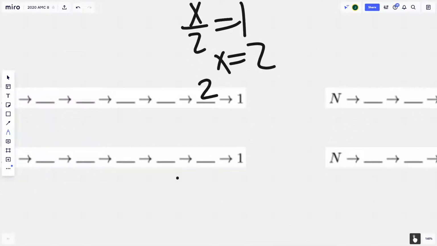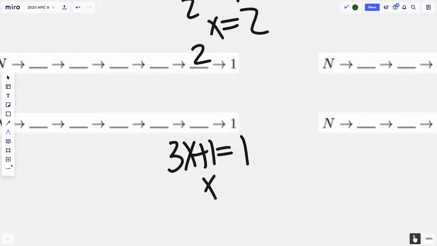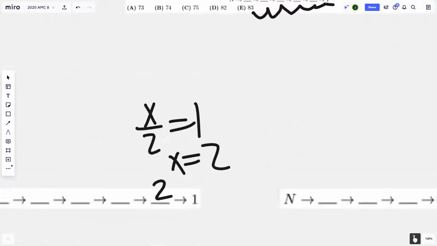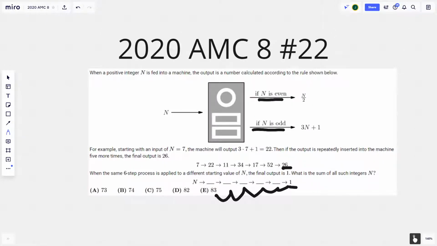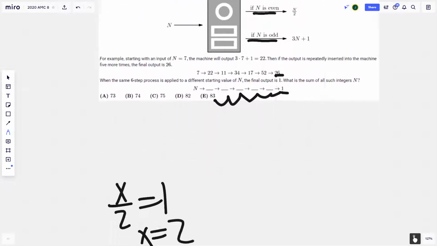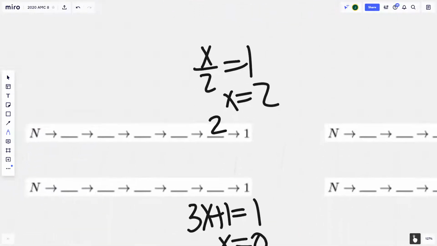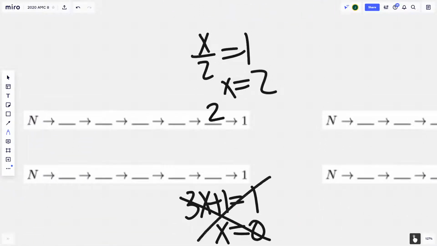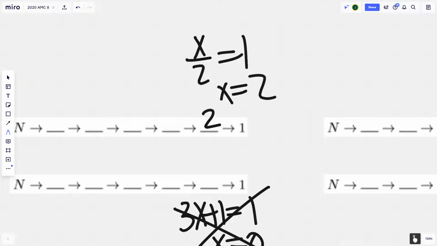Now what if we had 3x plus 1 is equal to 1? Well, we'd have x is equal to 0. And not only does that not satisfy the criteria that x is odd, it does not satisfy the fact that all numbers in this have to be positive integers, because the first number was a positive integer, so all the following terms have to be positive integers as well. So because of that, we know that this does not yield a valid solution.